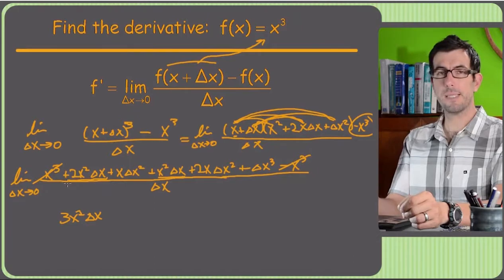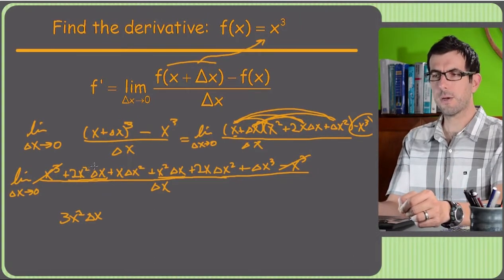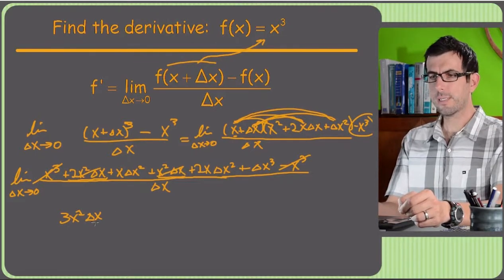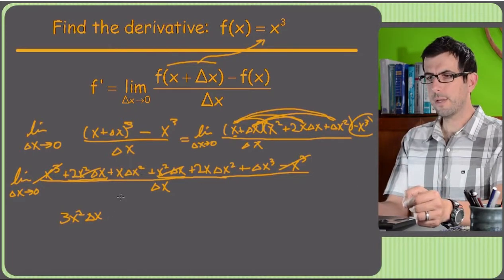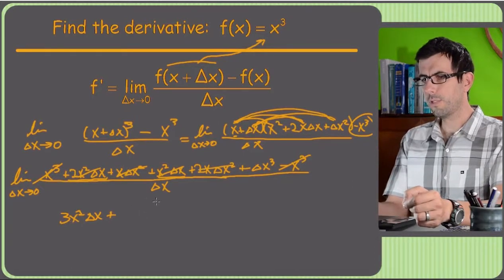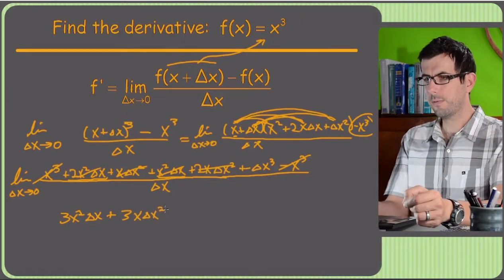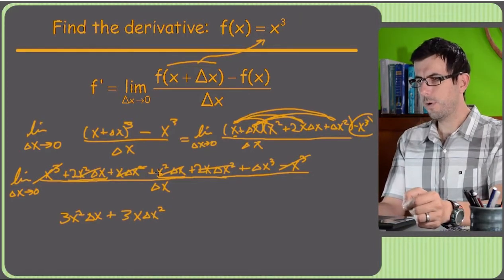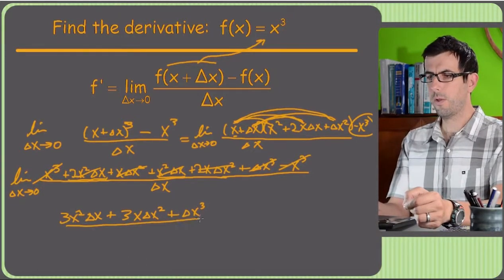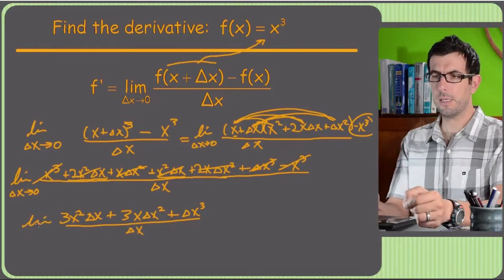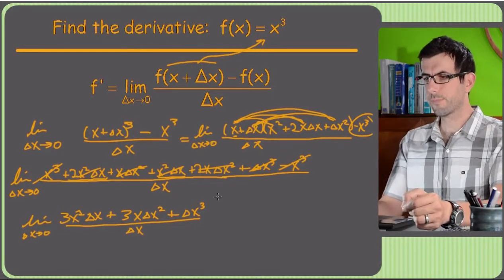Now my advice when you have a big mess like this, and it's going to happen a lot in calculus, is cross stuff out as you use it up. So 2x squared delta x and x squared delta x gives us 3x squared delta x. So we cross them out. So now I got an x delta x squared. Got another one, so that's plus 3x delta x squared. And then the only thing I haven't used up is plus delta x cubed, all over delta x, and of course this is still the limit as delta x approaches 0.